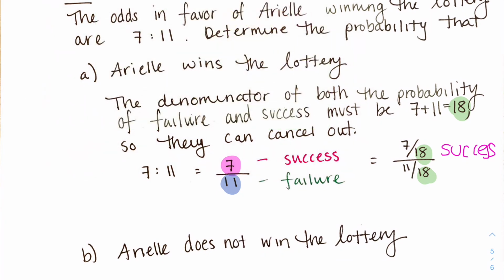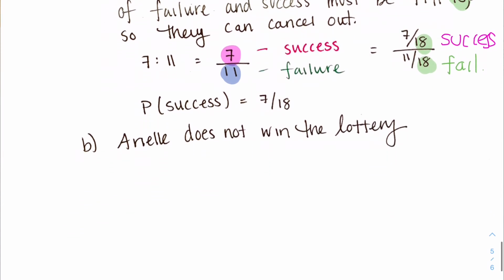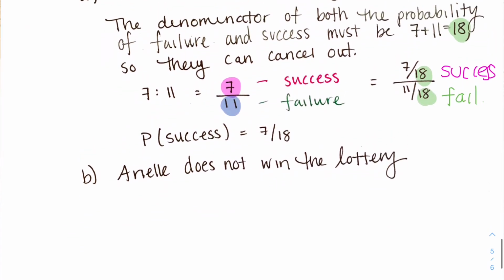And then the probability of failure is what's in the bottom. So now we can immediately say the probability of success is what's in the numerator. You have a 7 in 18 chance of actually winning the lottery. So when we finally go to the probability of me not winning the lottery, it's exactly that probability of failure, which is the bottom, which is 11 out of 18.